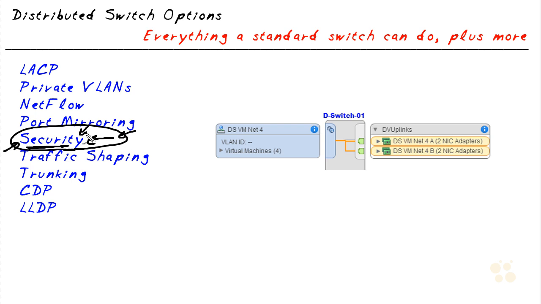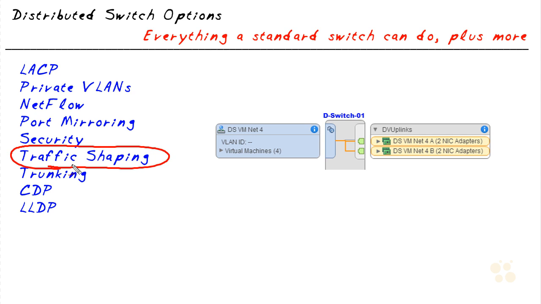And those same three features regarding security are found on a standard switch as well, except the defaults are different. On a distributed switch, the default is reject for all three of them. Traffic shaping, the slowing down of traffic, is also very similar to that on a standard switch, except it adds a direction. What do you mean, Keith?